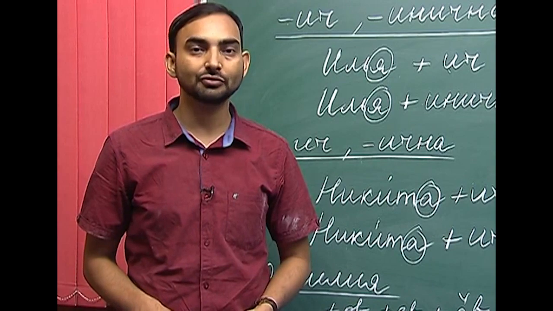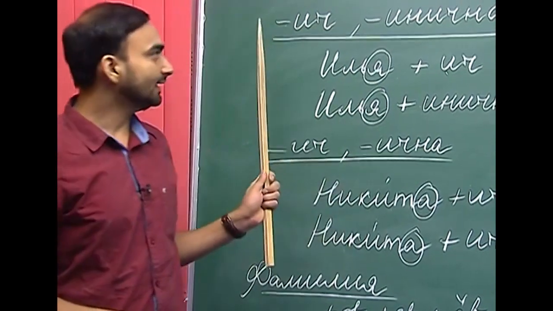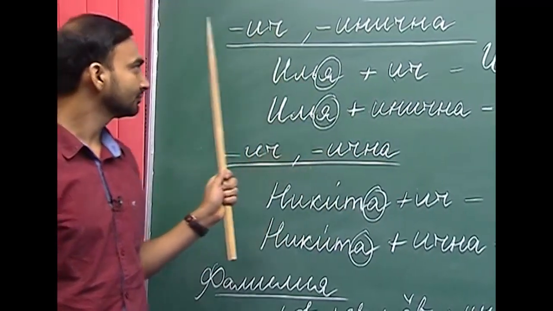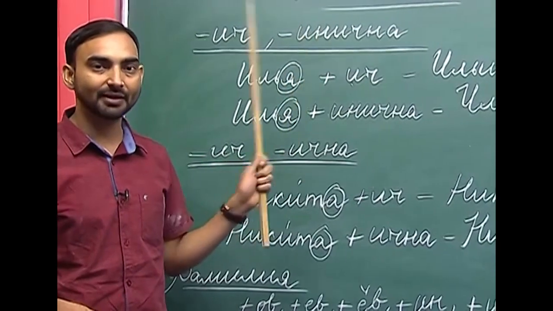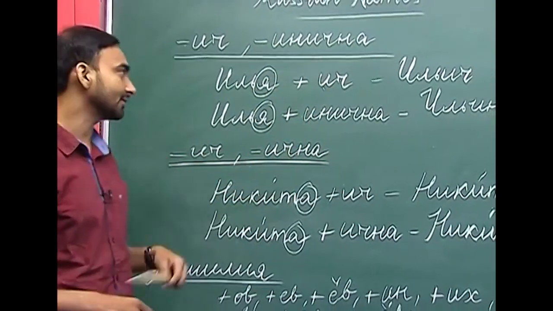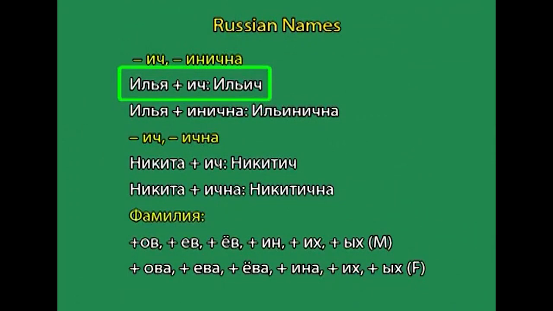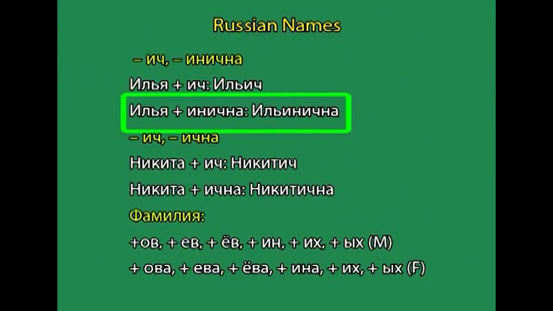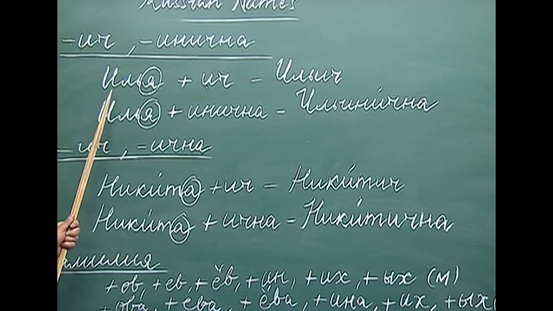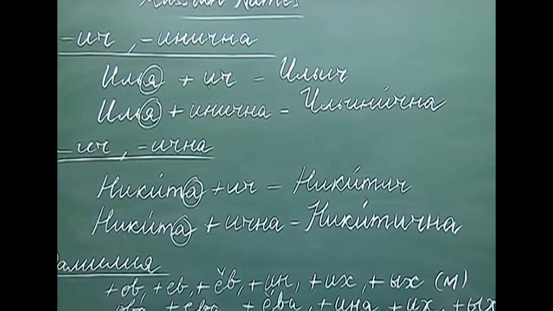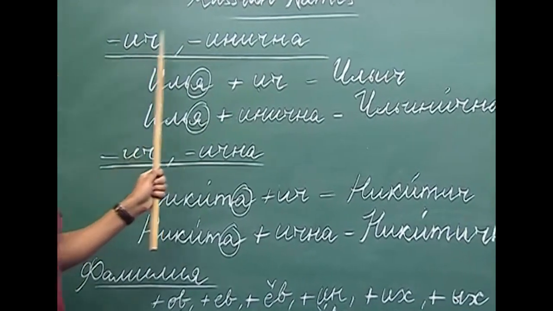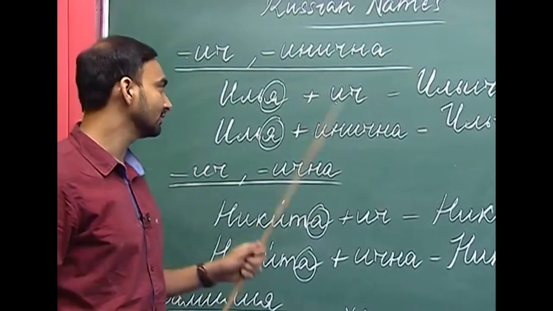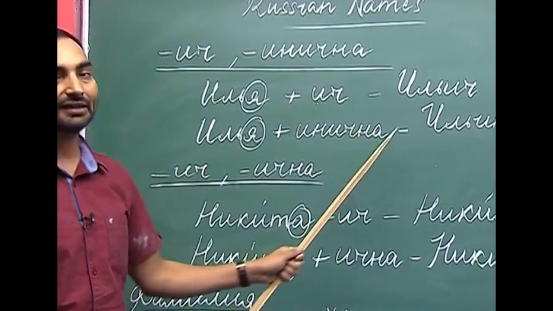Next set of suffixes used to form patronymic are ich, inichna. Ich to make the masculine patronymic and inichna to make the feminine patronymic. For example, Ilya. Ilya plus ich becomes Ilich. It is a masculine patronymic. Ilya plus inichna, Ilinichna. That is a feminine patronymic. As you can already see that Ilya ends with ya. So, whenever a first name ends with ya, then we use these suffixes to form their patronymic. So, Ilya, Ilich, Ilya, Ilinichna.